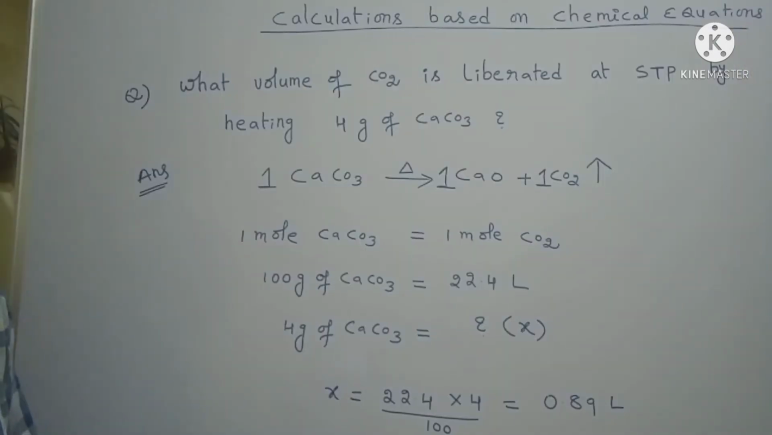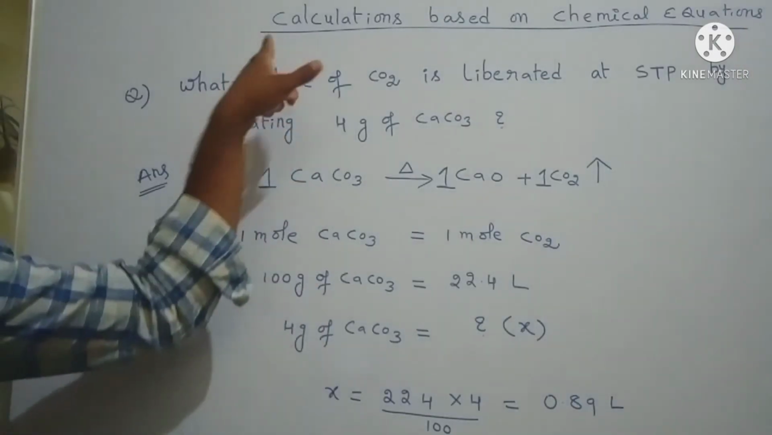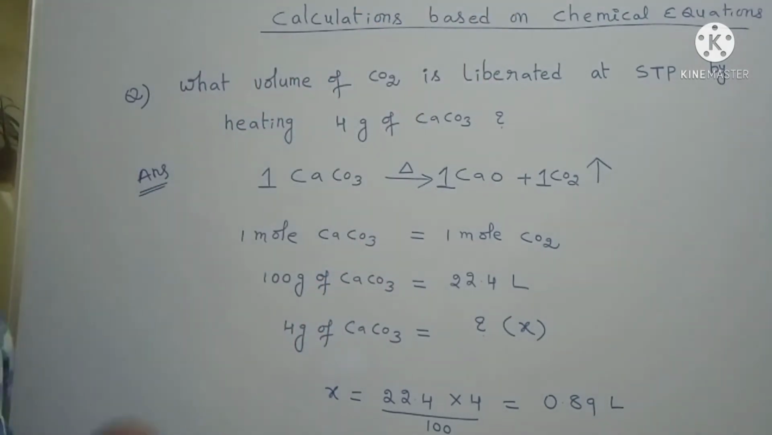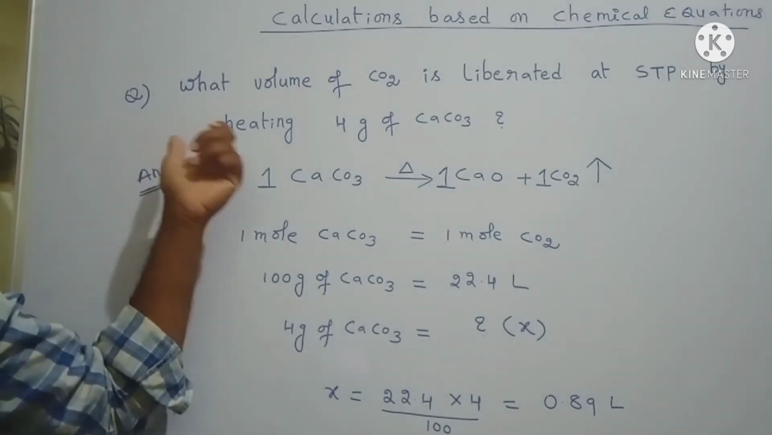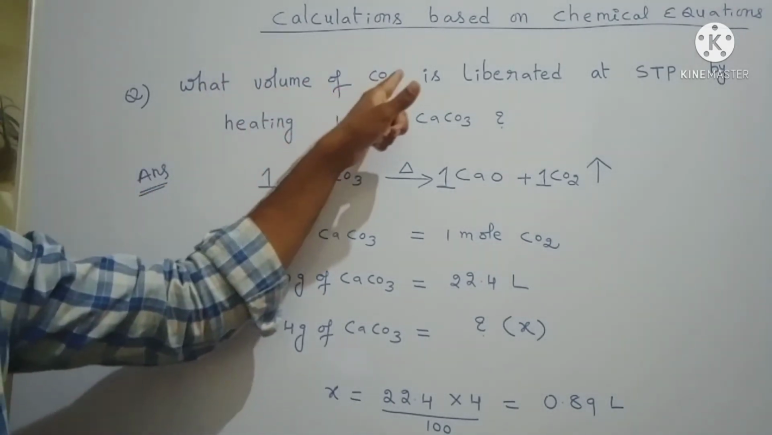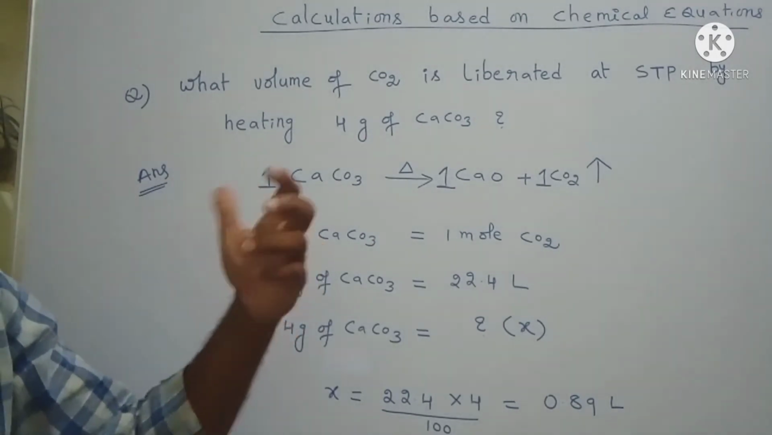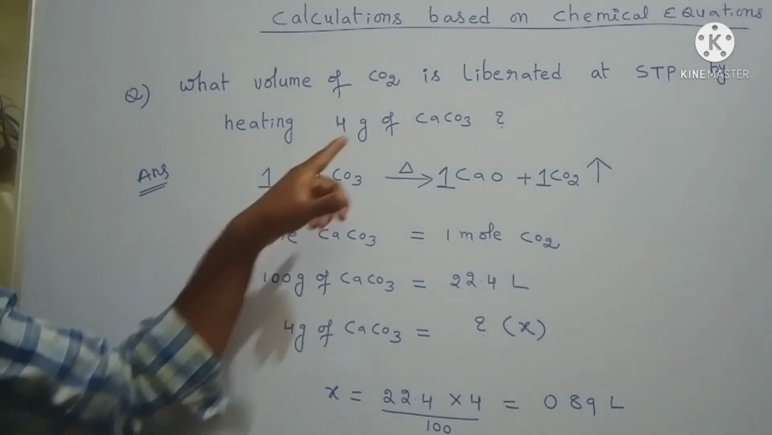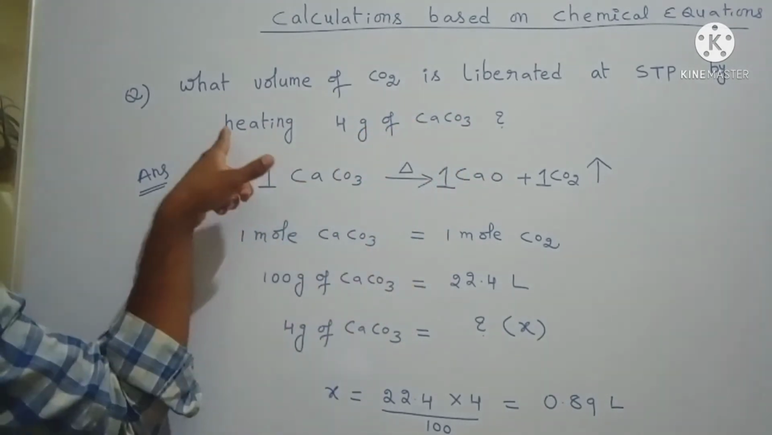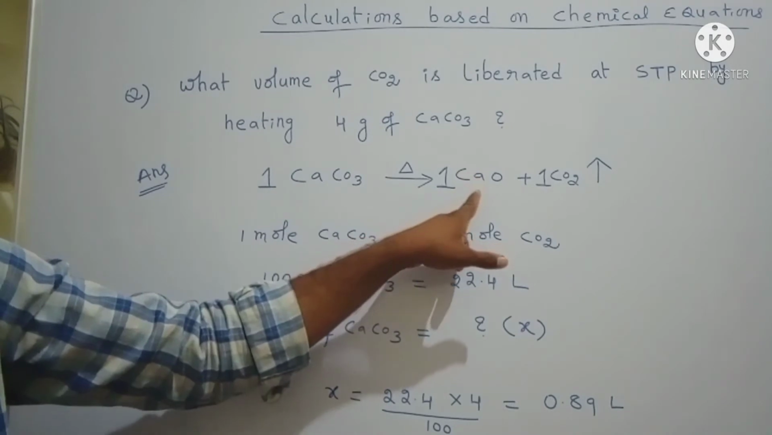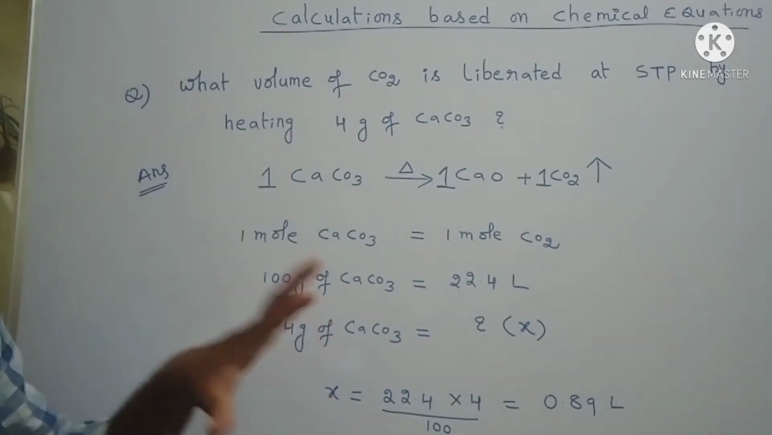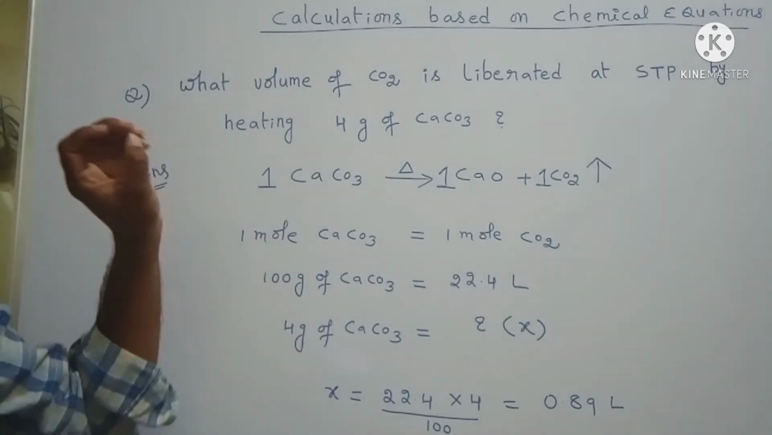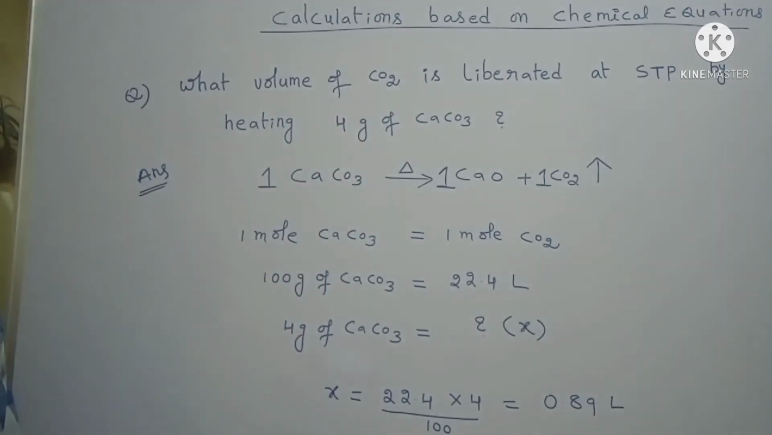Next problem based on chemical equations. See, here we are doing calculations based on chemical equations. So they are asking problems like this. What volume of CO2 is liberated at STP by heating 4 grams of calcium carbonate? So here calcium carbonate, which on heating gives calcium oxide and carbon dioxide. This chemical equation you should know. After that, you should balance that chemical equation.